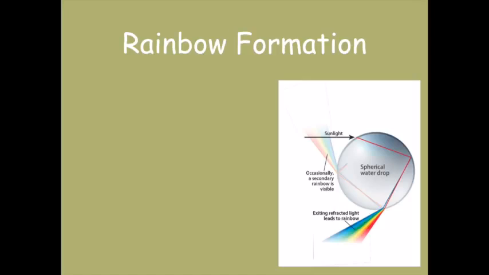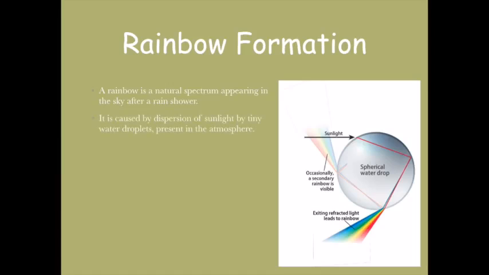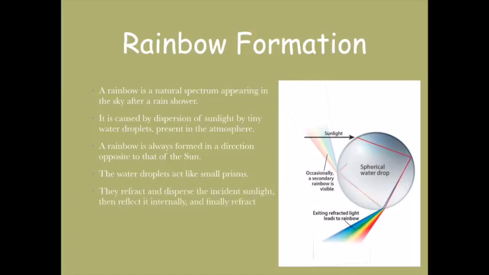Now let's study rainbow formation. A rainbow is a natural spectrum appearing in the sky after a rain shower, right? So it follows the same principle. It is caused by the dispersion of sunlight by tiny water droplets present in the atmosphere. A rainbow is always formed in a direction opposite to that of the sun. Remember this. The water droplets act like tiny prisms. They refract and disperse the incident sunlight, then reflect it internally and finally refract it. Please have a look at the diagram. Due to the dispersion of light and internal reflection, the different colors reach the observer's eye.